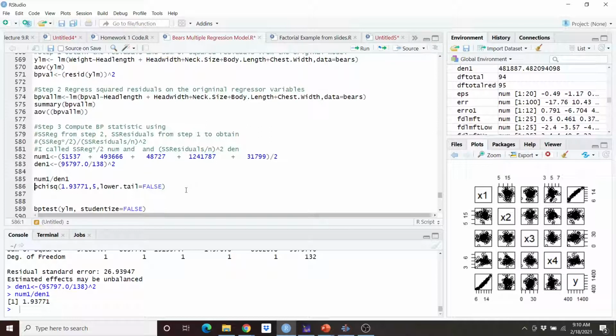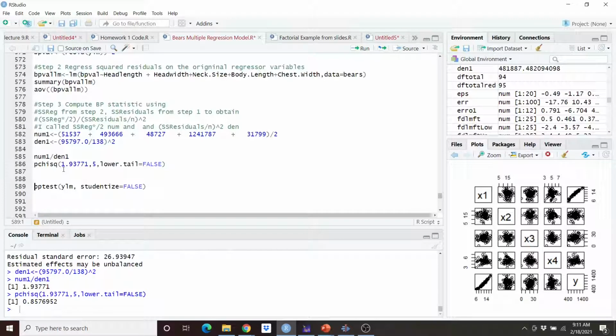Breusch-Pagan is a chi-squared test. So we're going to reject the null if our Breusch-Pagan is greater than our chi-squared at alpha with k minus 1 degrees of freedom. Now notice, there are 1, 2, 3, 4, 5 values in this model, plus the intercept. So k minus 1 is going to give us 5. And so if I look at the probability of a chi-squared with 1.93771, I get 0.8576952. Clearly, at any alpha chosen, this is greater than that alpha, and so I would fail to reject this and say that I have constant variance.